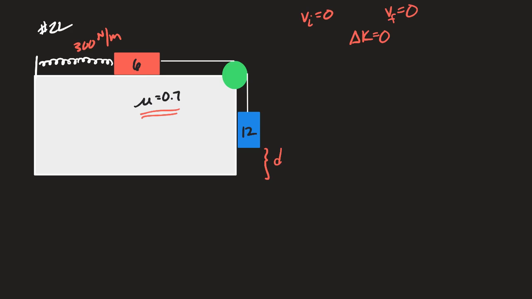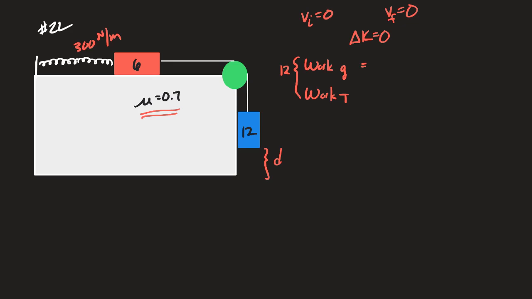Name me some forces acting on the 12 kilogram block. Tension, sure. Gravity, sure. What else? Oh, so we stopped there, right? There's only 2. So that means on the 12 kilogram block, there's the work done by gravity and the work done by tension. Easy enough? Let's just put those down real quick.